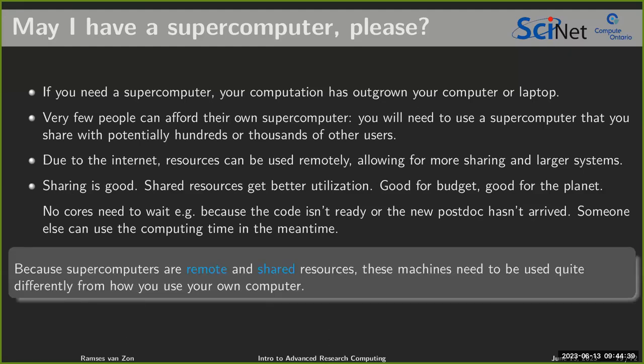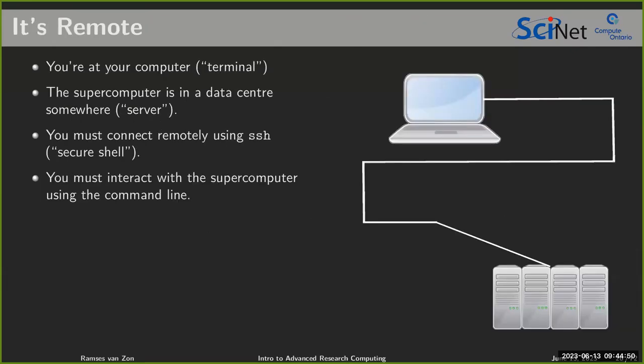Okay, so a supercomputer is remote and it's shared, and that is the main reason why there's differences with how you use your own computer. So let's attack one thing first. It's remote. You're at your computer, I'm at my computer, you have a computer or a laptop, maybe a phone. The supercomputer is somewhere else. We call that a data center, typically. That's where it is, and we will call it the server. And so we have to connect from our own computer to the server.